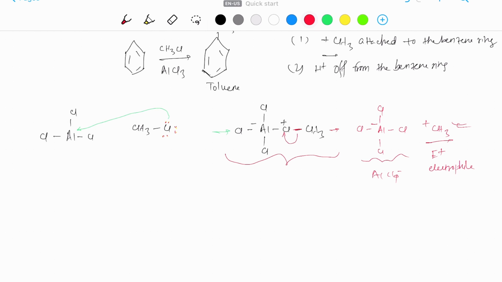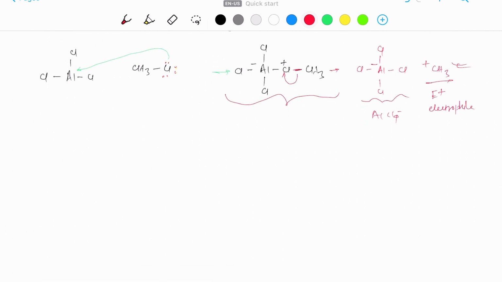So now that we have established that we have our complex, let's just redraw it. So we have aluminum that has 4 chlorines now and also has a methyl group, and this has a positive charge on it and this aluminum has a negative charge on it. Now this is our complex that's in the reaction solution.